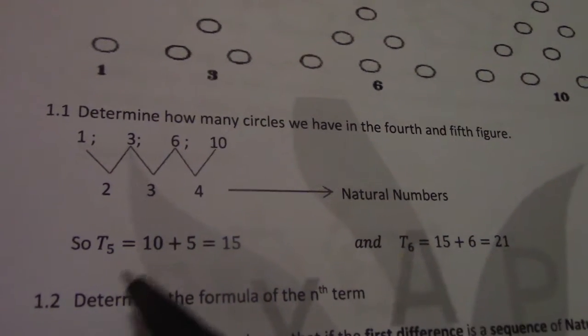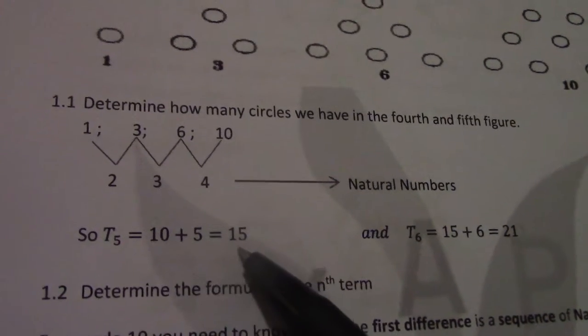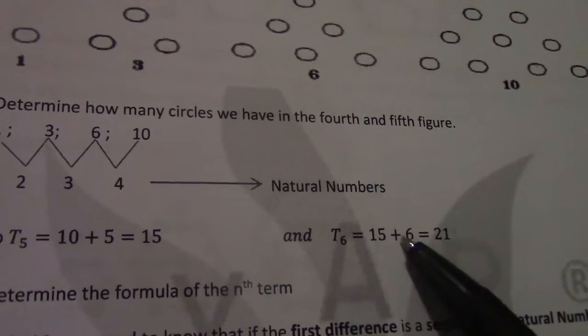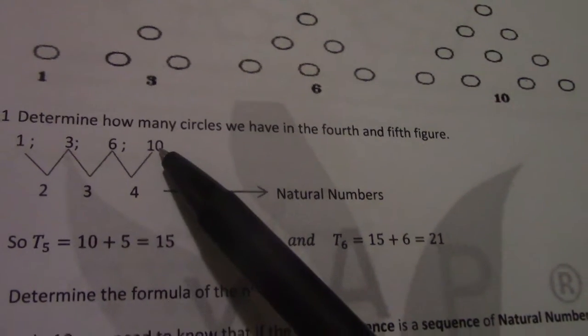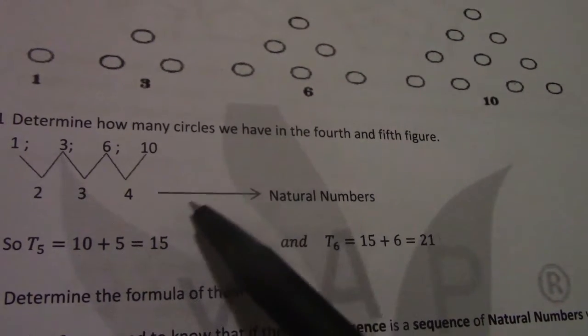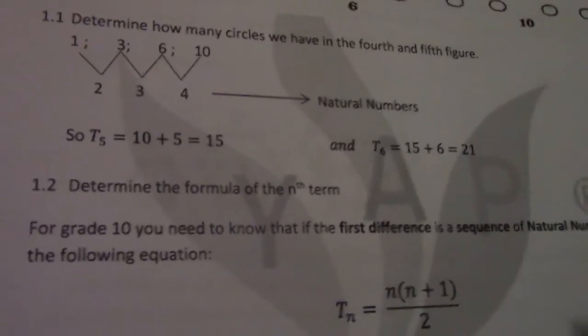So term 5 would then be 10 plus 5, which gives me 15. Term 6 should then be 15 plus 6, which gives me 21. So if I continue, my next value would be 10 plus 5, which gives me 15, and 15 plus 6 then gives me 21.